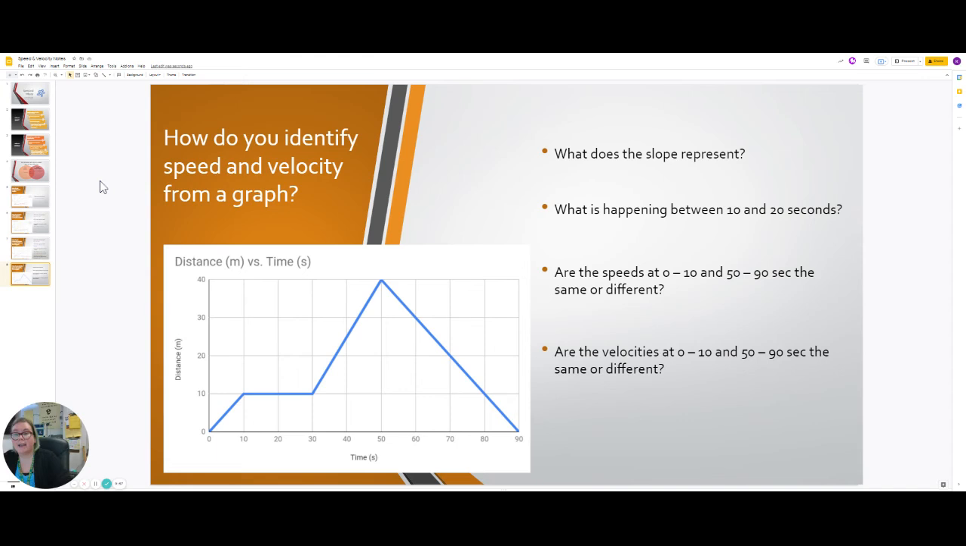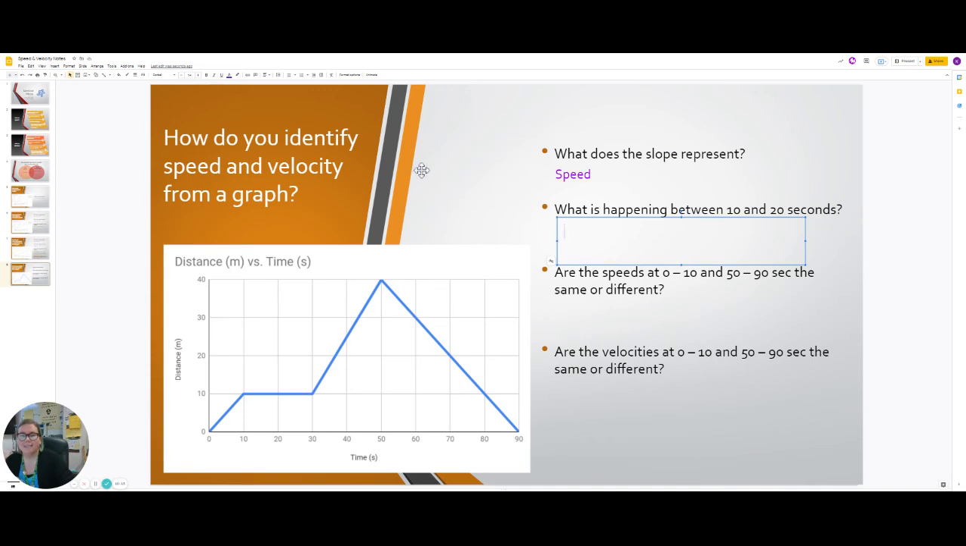All right, last slide here. How do you identify speed and velocity from a graph? Okay, so let's think again. What does the slope represent? It represents the speed, right? Overall slope is how fast it's going.